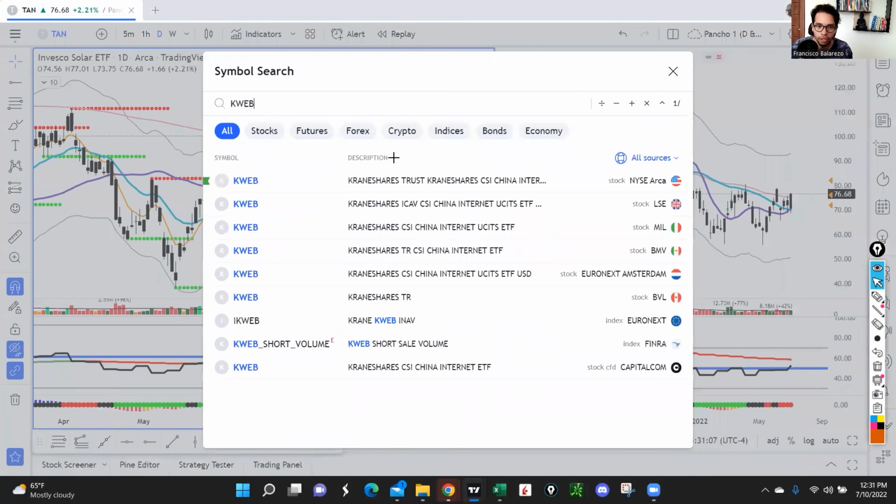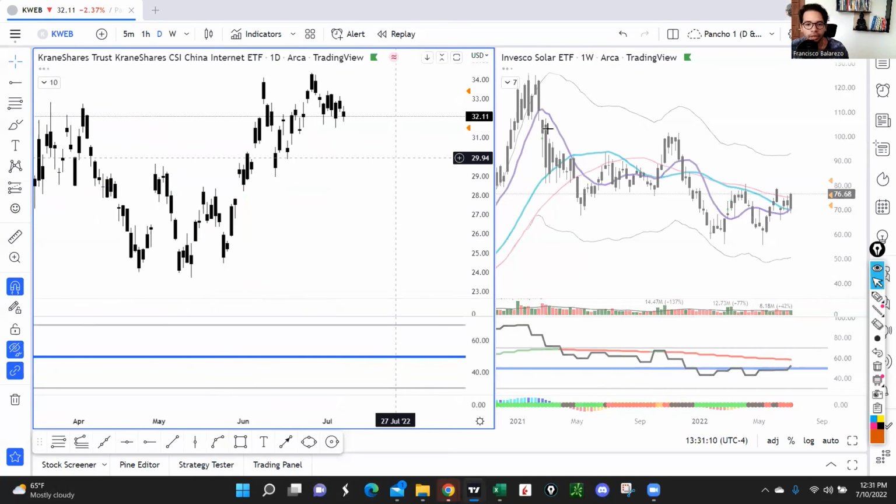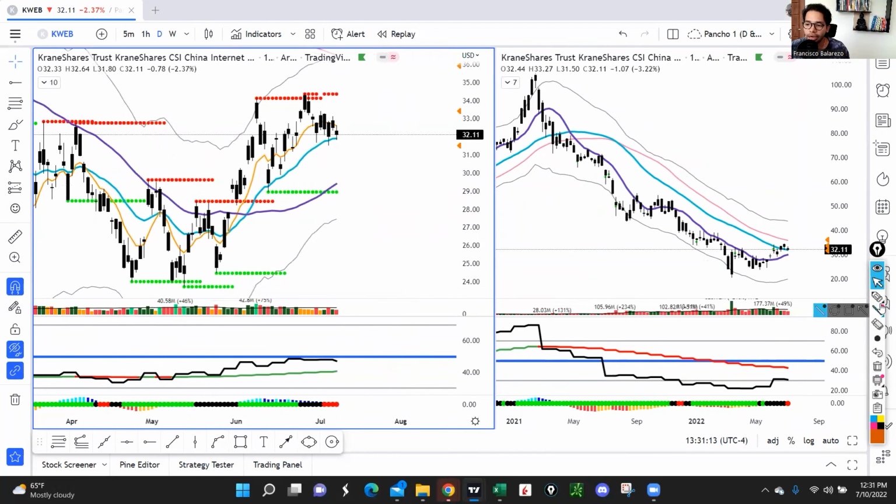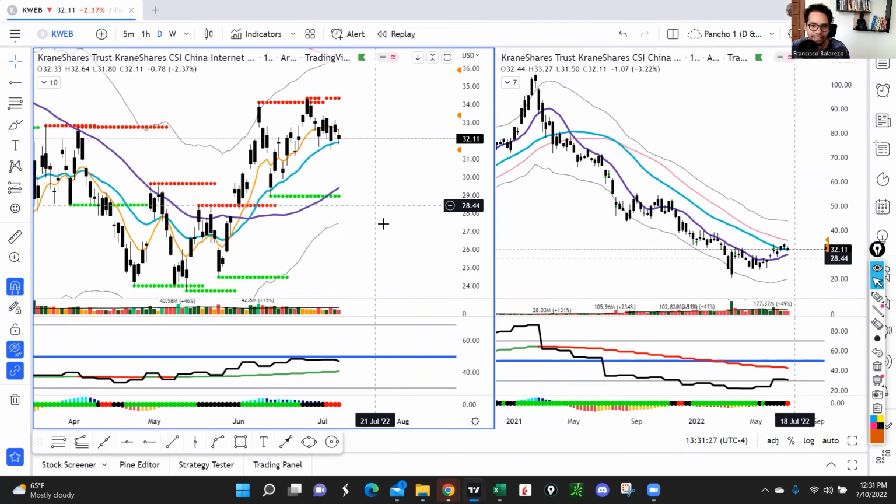which is QWEV. And you can see right here that this has been in a pretty strong downtrend. However, you can see since we got this volume value right here in the weekly, this has been starting to base, and I think that we are actually going to continue to see more strength in the Chinese names.